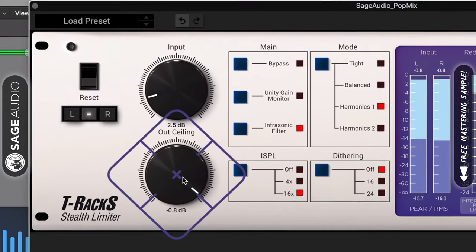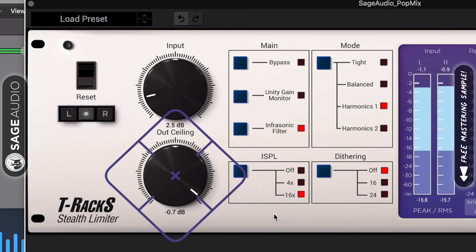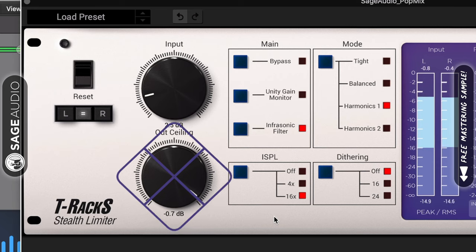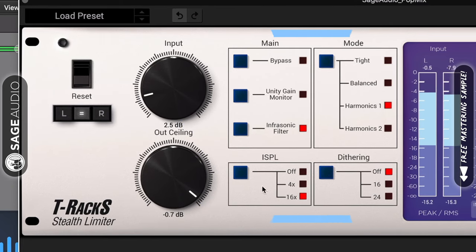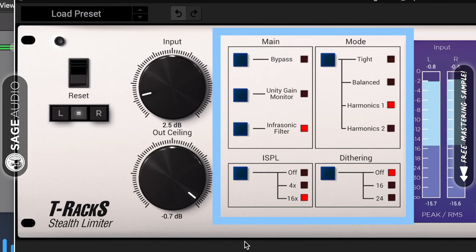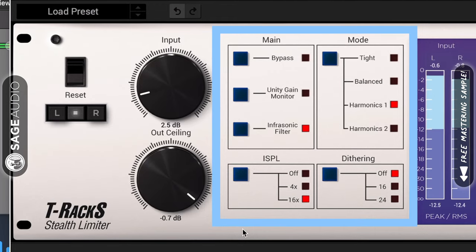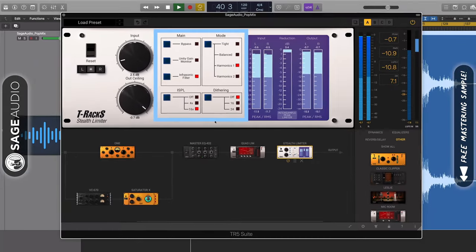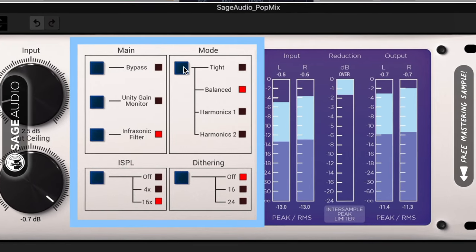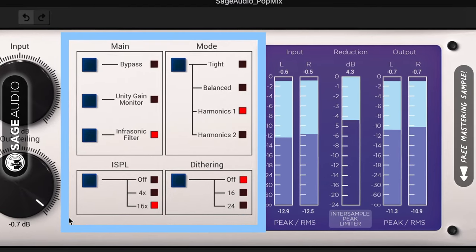I reduced the output to negative 0.7 dB in case it gets uploaded online. This will help compensate for gain changes caused by encoding. I used the highest level of oversampling to make quantization as accurate as possible, in turn reducing distortion. I also use an infrasonic filter to reduce low frequencies that can't be perceived but still take up headroom. Lastly, I decided on Harmonix 1 since it offered a good balance between transparency and mild distortion that helps the transients stick out.